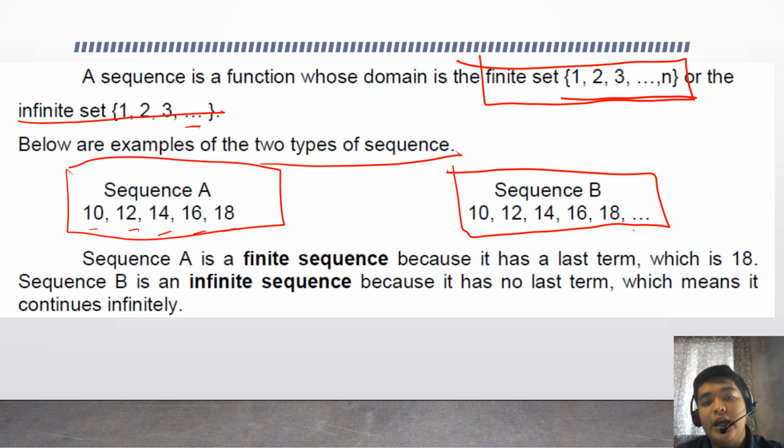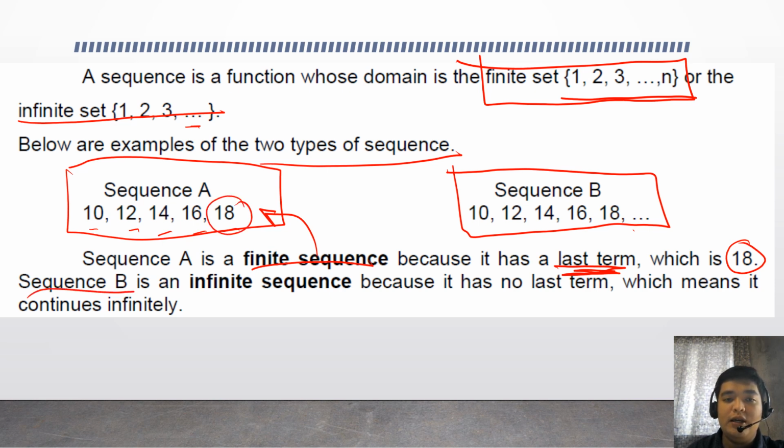Sequence A is a finite sequence because it has a last term, which is 18. And sequence B is an infinite sequence because it has no last term, which means it continues infinitely. The three dots here are called an ellipsis. It represents that the sequence continues infinitely, meaning it will go on forever and so on. So this is an infinite sequence, and this is a finite sequence.